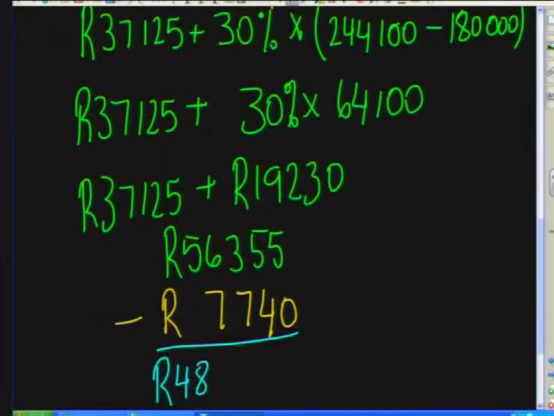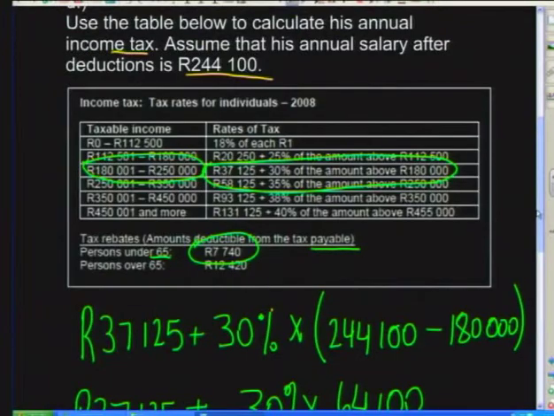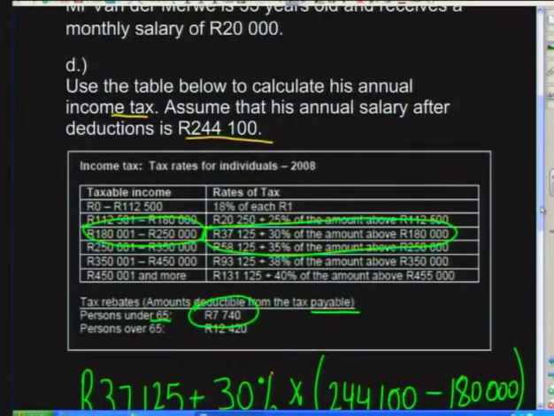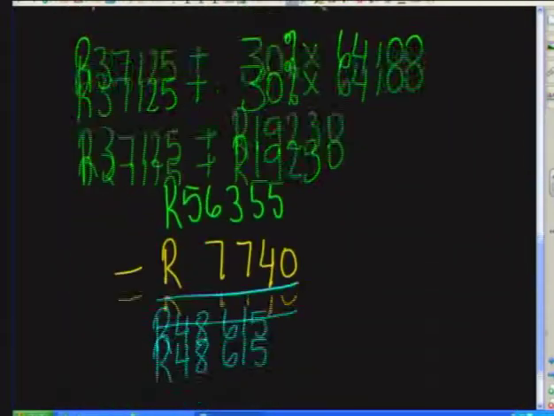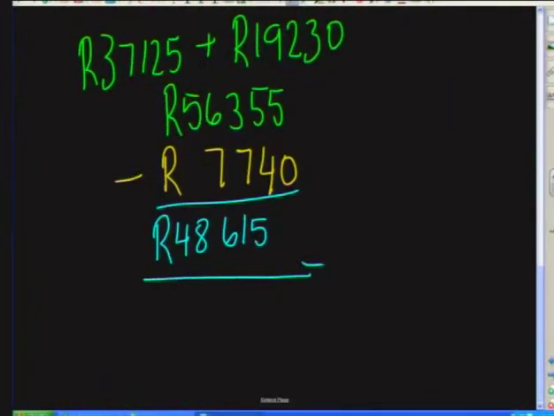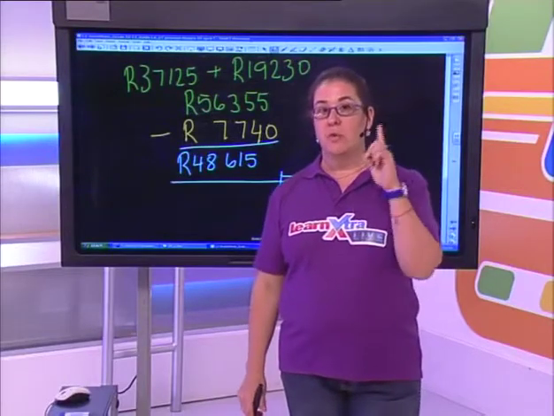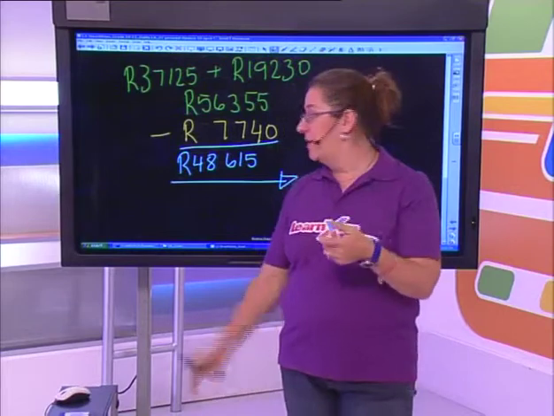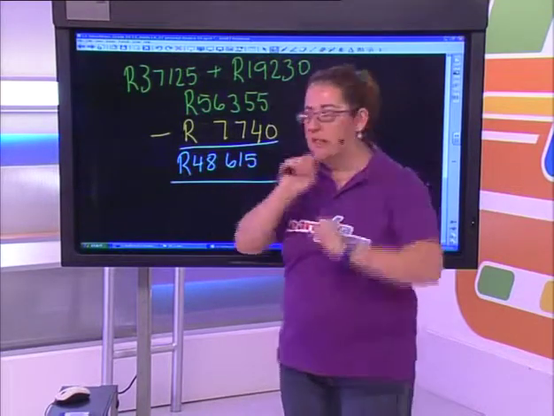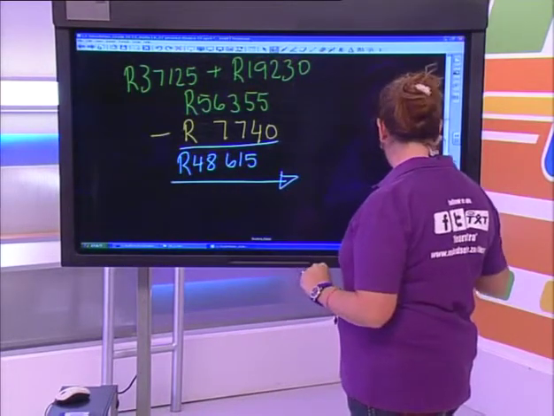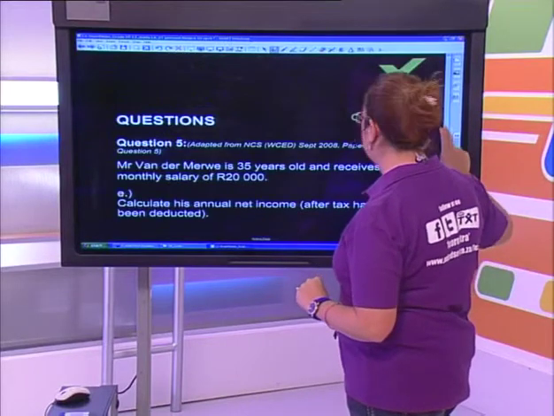Go back to my question, to check that I've done the question correctly, and it says, use the table to calculate his annual income tax. That's his annual income tax. Assume that his annual salary after deductions was that. So we have calculated his annual income tax at 48,615 rand. So we've done the question, we've answered what they want. Don't forget things like your units, and always check that. Right, let's see what the next part of the question is.